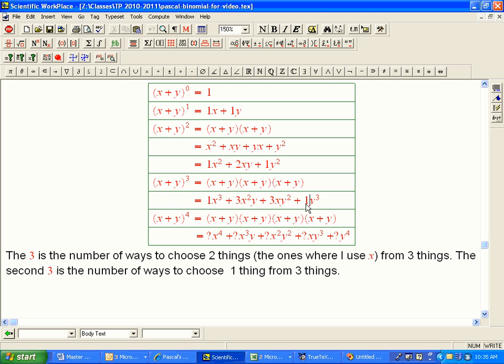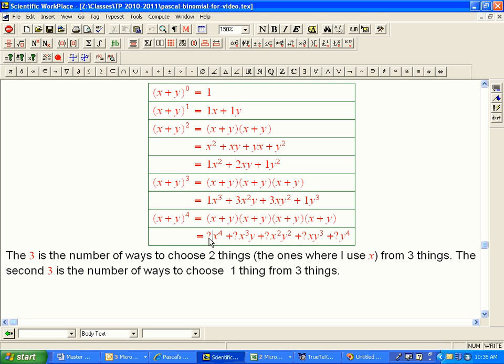Then the 1 is, again, I have to pick none of them. That's the number of ways to pick absolutely none of those things, the ways to highlight no things out of 3 things. So this 1 is how to pick 3 things out of 3 things. This is how to pick 2 things out of 3 things, how to pick 1 thing, how to pick no things out of 3 things. Or I could order it the other way as well, because it doesn't matter, it's symmetrical.